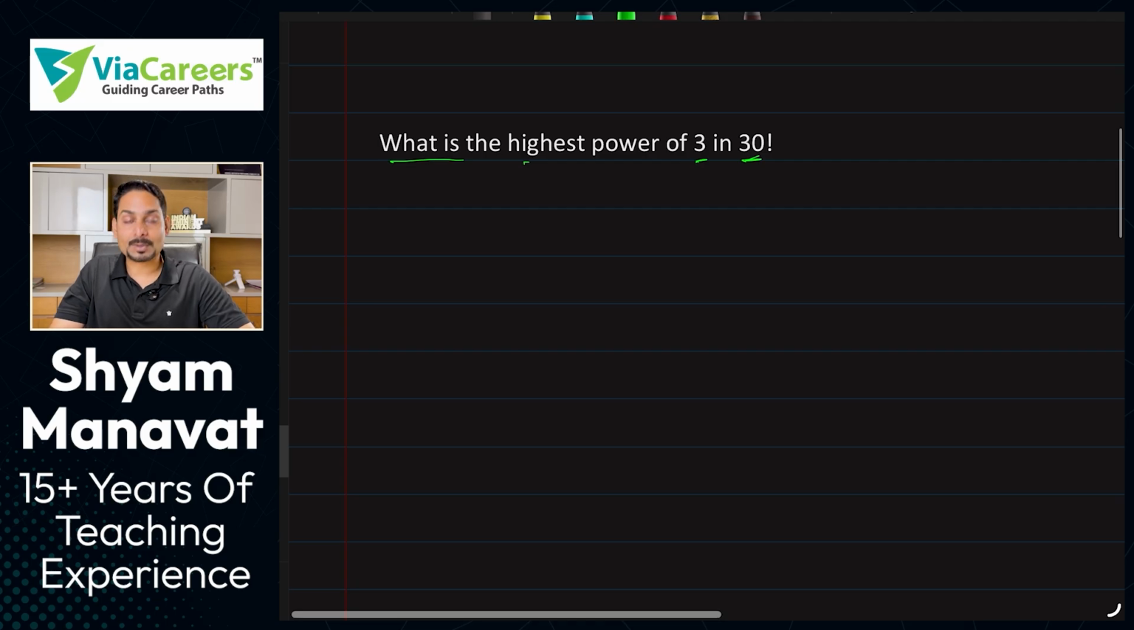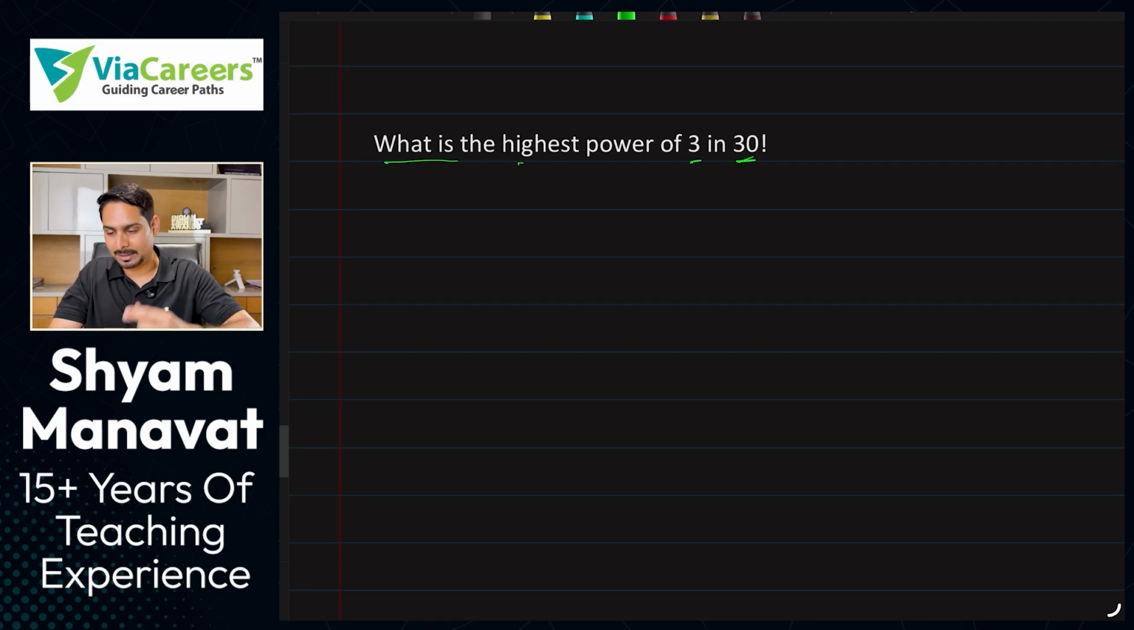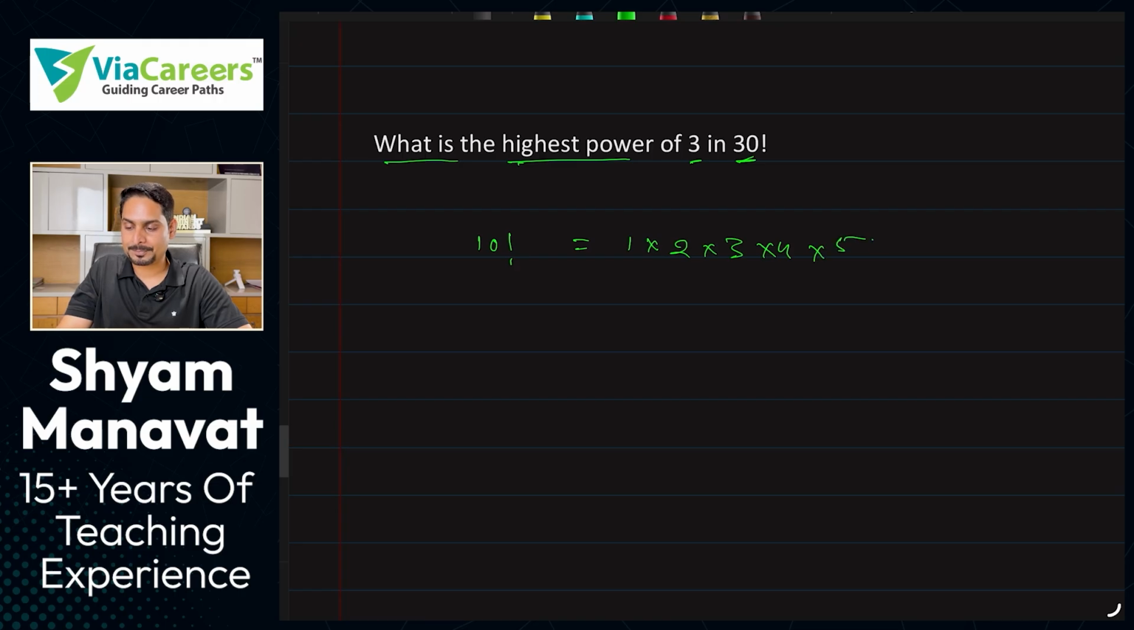Now, what does it mean? Let's make it a little smaller. Let's try for 10 factorial, then we'll come to 30 factorial. So the highest power of 3 in 10 factorial, for now. Now 10 factorial can be written as 1 into 2 into 3 into 4 into 5, 6, 7, 8, 9 and 10.